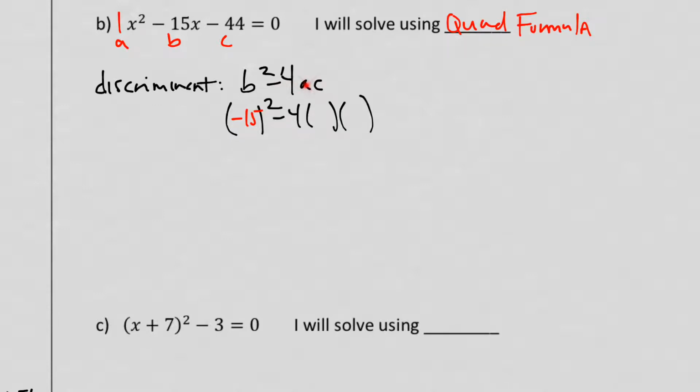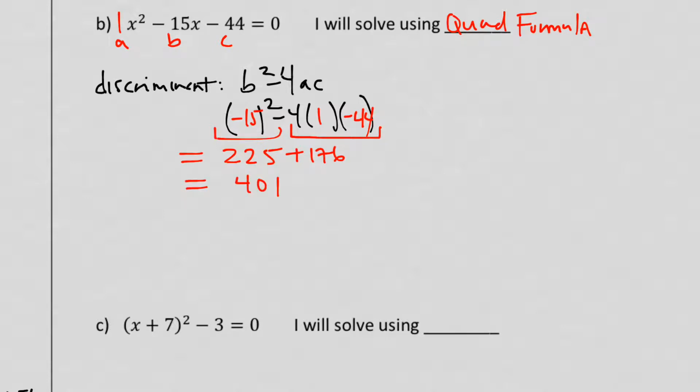Minus 4 times a is 1, so I'll put a 1 there. And then c is negative 44, so I'll put a negative 44 in there. Now for these questions, you guys have calculators, so please use them if you need them. Here, negative 15 squared is 225. And then negative 4 times 1 times negative 44, altogether is going to be positive 176. So if I add these together, I get 401.